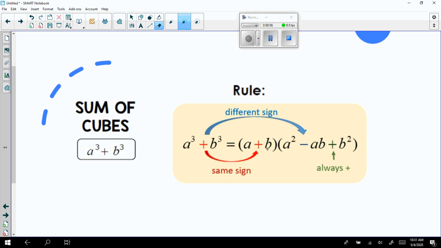Remember, you always have a binomial and a trinomial. The sign in the binomial always matches the sign of the original, whether it's a sum or a difference. The second sign is always different. The last sign is always positive. So all you need to know how to do is take the cube root of these two terms. But remember that it's very important to take out the greatest common factor first.